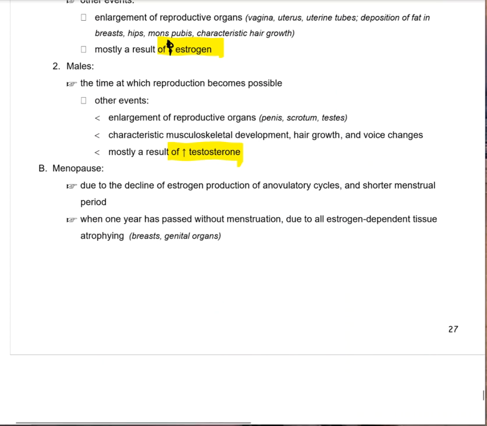And so menopause, the formal definition: menopause is due to the decline of estrogen production and then cycles that are anovulatory, no ovulation, shorter menstrual period and lighter menstrual period. But the formal definition is when 1 year has passed without menstruation due to all estrogen-dependent tissue atrophy, getting less, reducing in size. So the breasts and the genital organs are not producing as much estrogen anymore, and it's not enough to cause the LH surge and the FSH surge. So that is the formal definition of menopause.